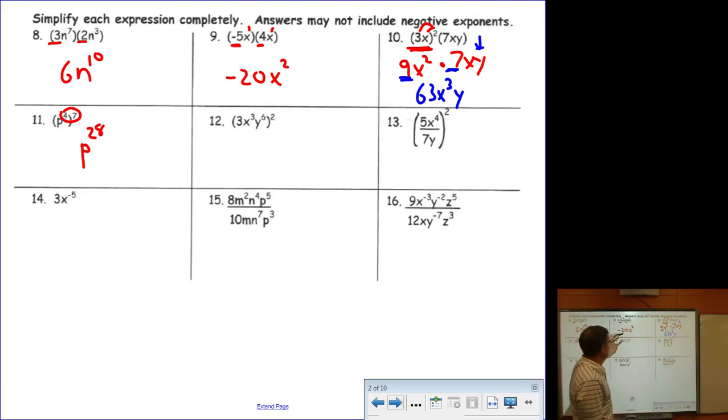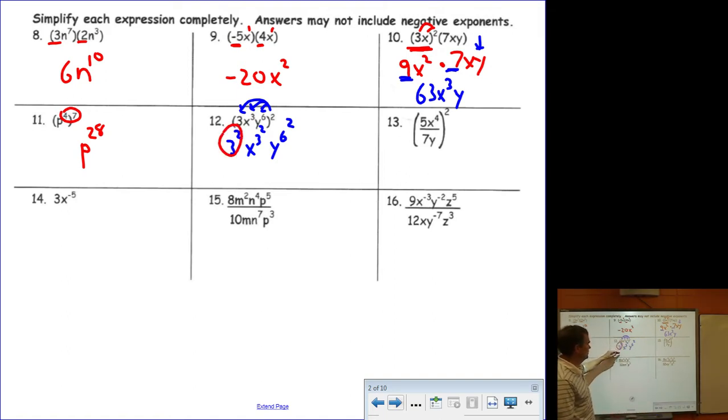Here you would need to apply the 2 to each thing in parentheses, giving you 3 to the second, x to the third to the second, y to the 6th to the second. So 3 to the second then equals 9. On the variables, we're going to use the power to a power rule, giving us x to the 3 times 2, which is 6, and y to the 6 times 2, which is 12.